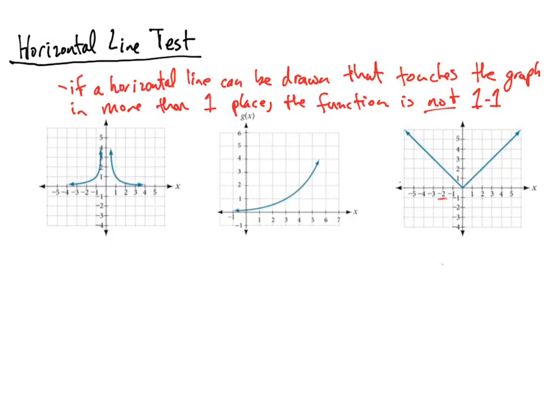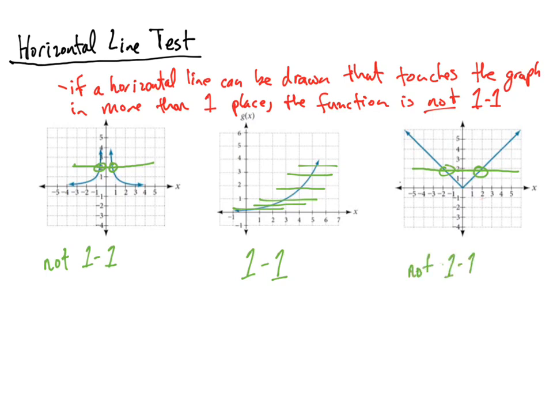Graphically, we can test for a function being 1 to 1 by using the horizontal line test, which says if a horizontal line can be drawn that touches the graph in more than one place, the function is not 1 to 1. So for this first graph, if I draw a horizontal line right here, I touch the function in two places, so we'd say this is not 1 to 1. The second graph, no matter where I draw a horizontal line, it's only going to touch the function in one place, so we would say that this one is 1 to 1. And then the last one, we can draw a horizontal line right here. It touches in two places. We would say not 1 to 1.